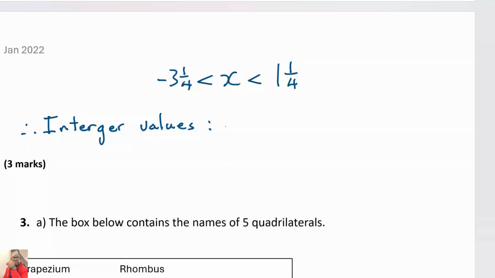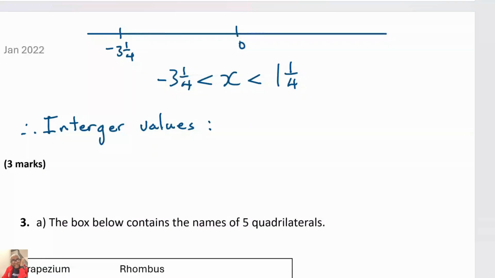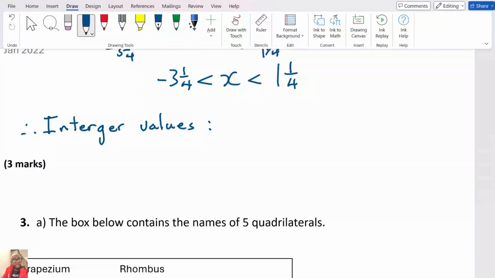So what we started with, if I go on the number line, right? You have 0 in the middle, right? Negative 3 1/4 is here, then 1 1/4 is somewhere here, right? X is somewhere in between here. So what are the integer values it could be? 0 is an integer value, your negative numbers will be integer values. We're not looking for fractions. So what is the next integer value that comes to the right of negative 3 1/4? What comes here? Anybody knows?